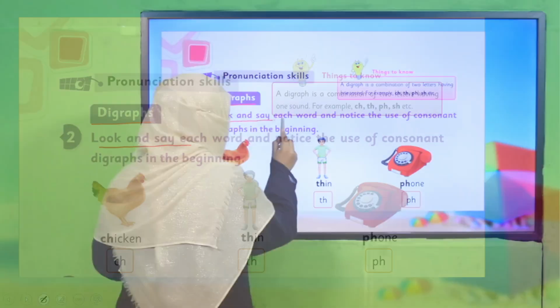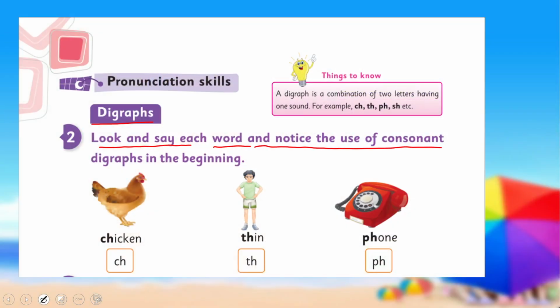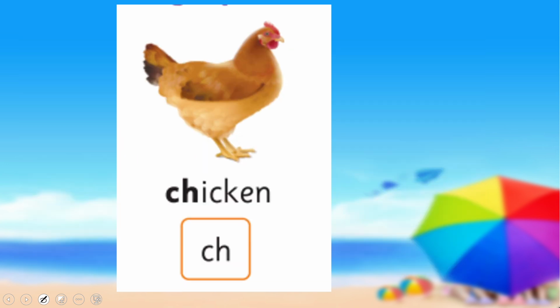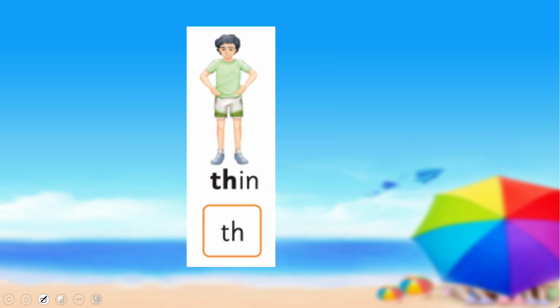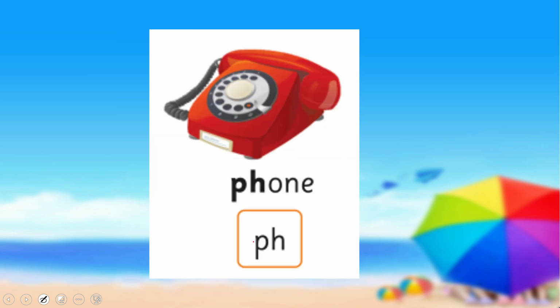Digraph. Look and say each word and notice the use of consonant digraph in the beginning. Okay, so here it is. Chicken. Now we know CH is ch sound, it's chicken. Thin and fawn. Right? These are the examples given in your book. Are you clear with the concept?